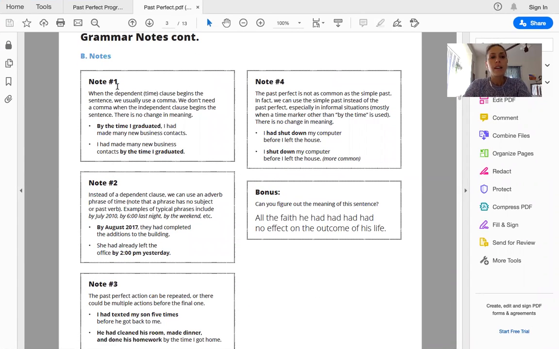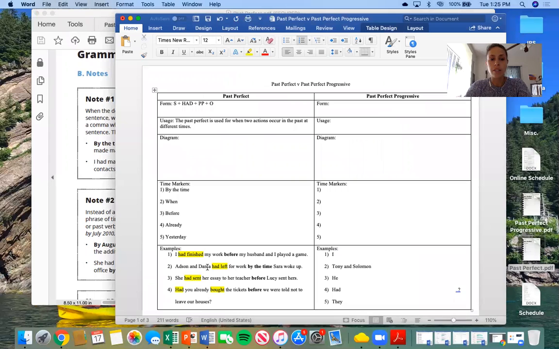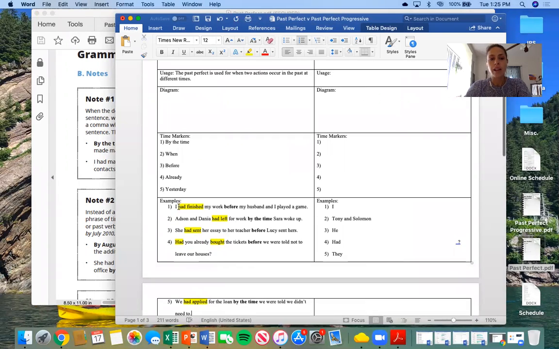Now, note 1 just talks about something that we already know as a class. When the dependent time clause begins a sentence, we use the comma. We got that, right? So by the time I graduated, I had made many new business contacts. So we could have looked back at our notes and changed this. I know that I had put our sentences with the independent clause first, but we could always switch any of this. Before my husband and I played a game, comma, I had finished my work.